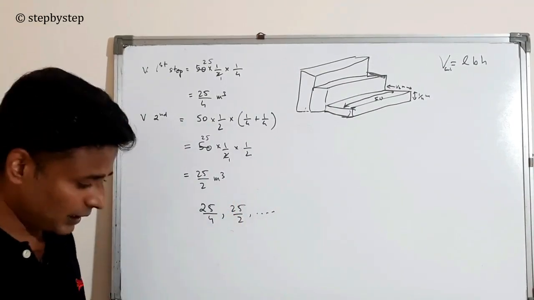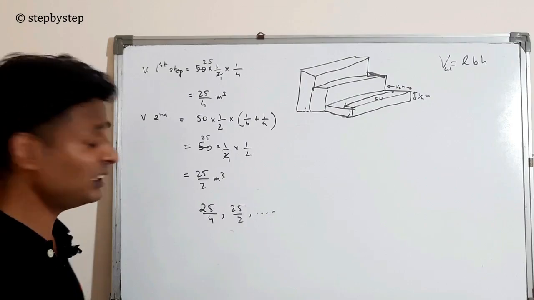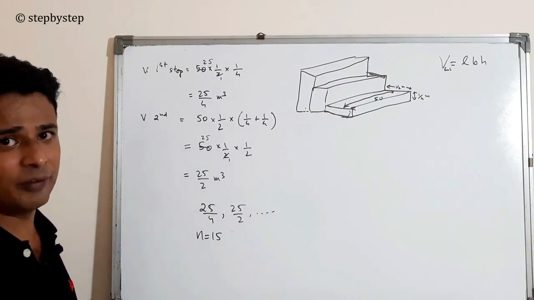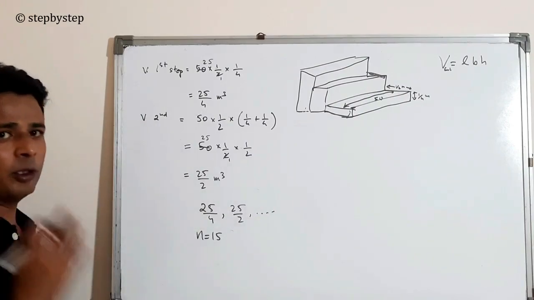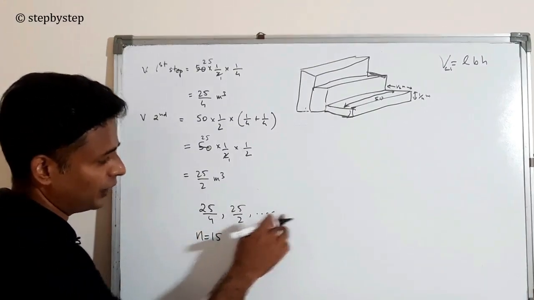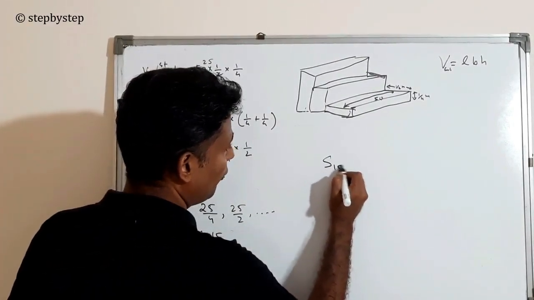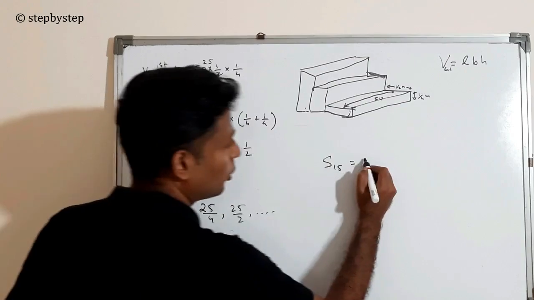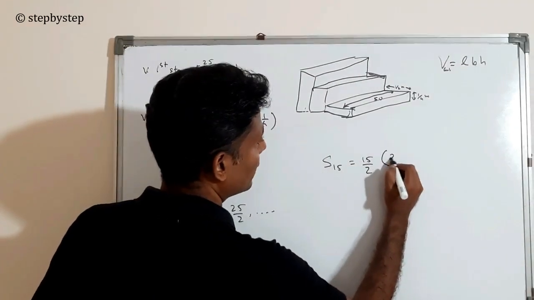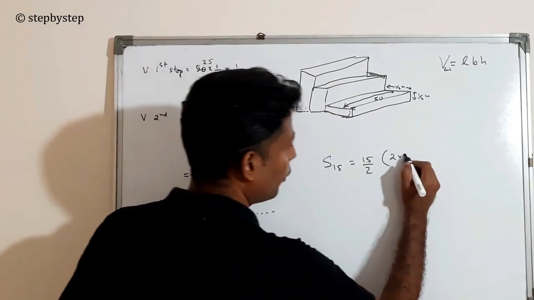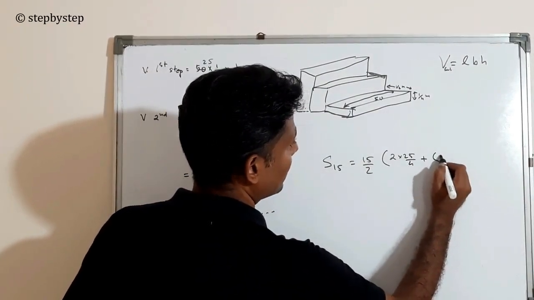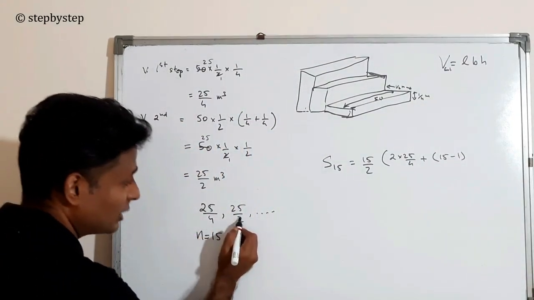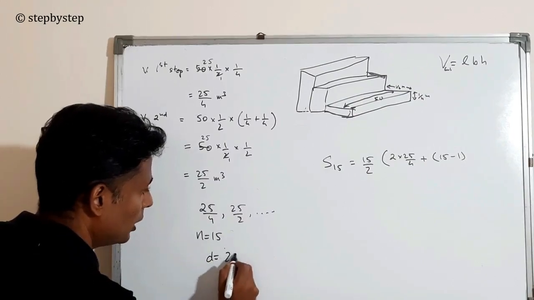Now how many such steps are there? They have said there are 15 such steps, which means N is equal to 15. That is what they have given. So now the total amount of concrete would be the total amount of volume of each step. So we have to find S of 15. That is equal to N/2, that is 15/2, into 2A, that is 2 into 25/4, plus N, that is 15 minus 1, into D.